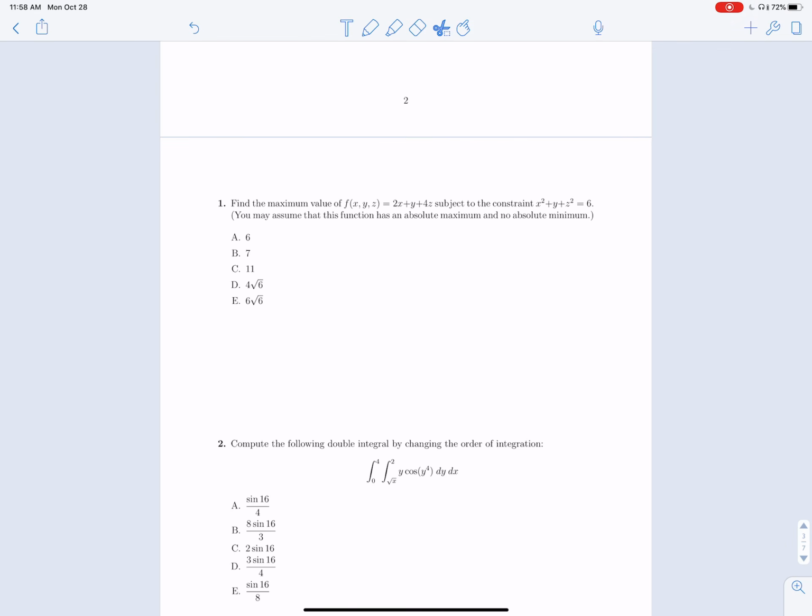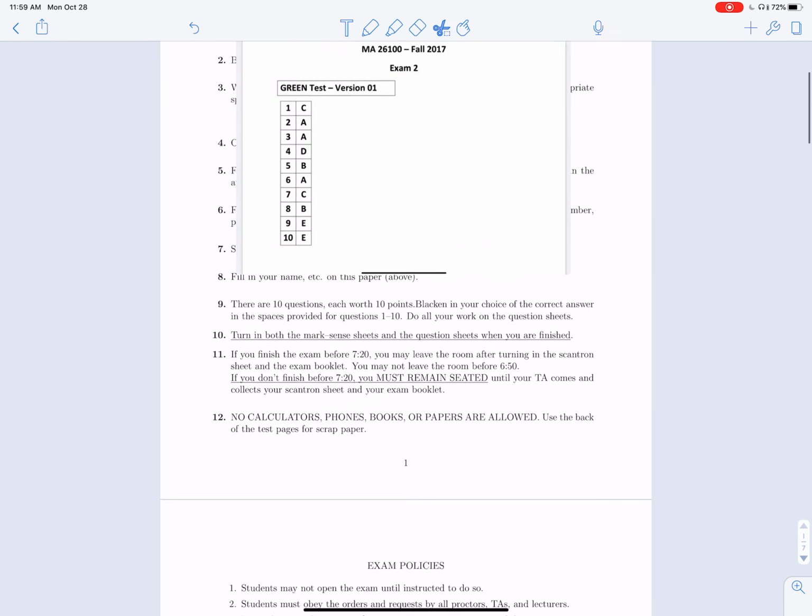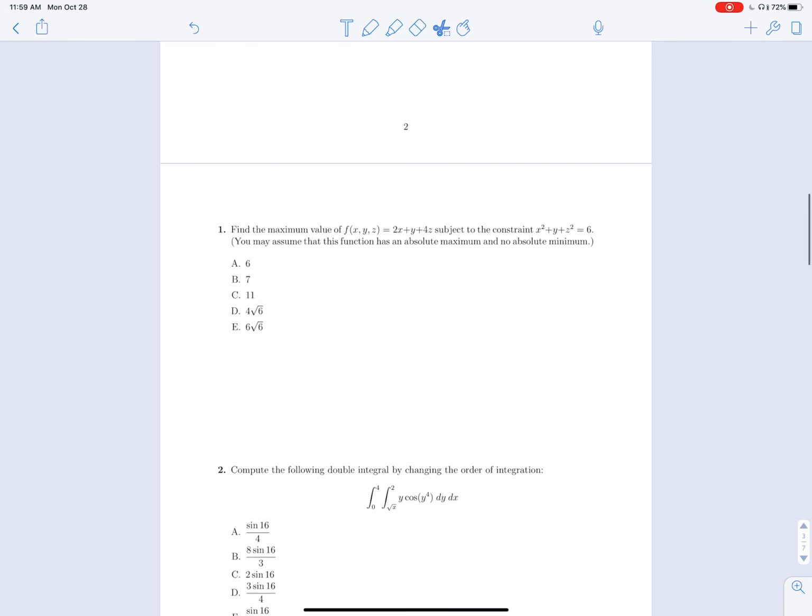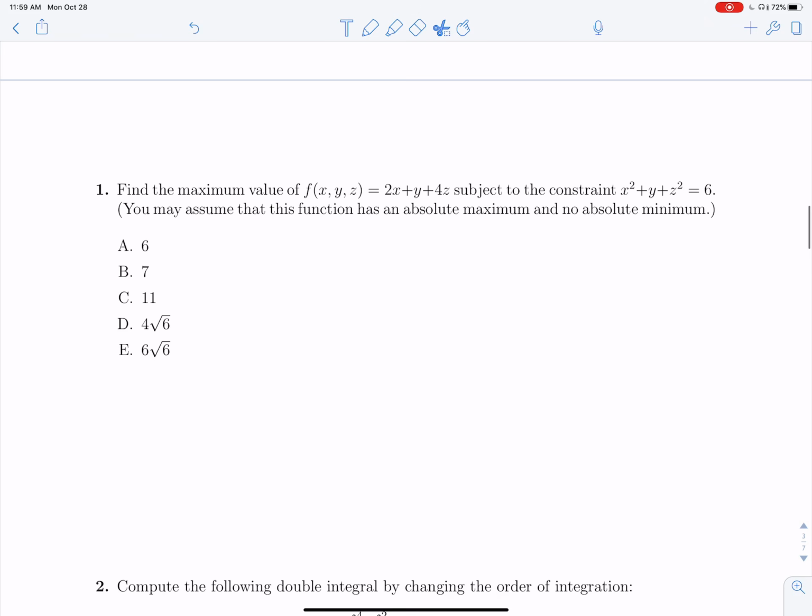Okay. Hello. This is the last test that I'm doing for now. This is going to be fall 2017. It's a pretty short and sweet one, and so let's get going.